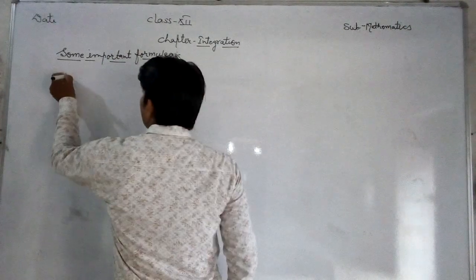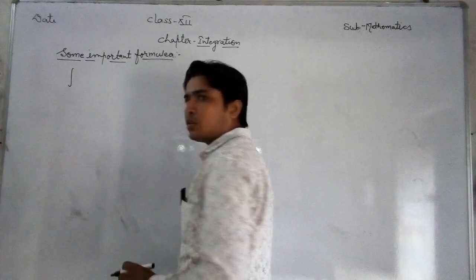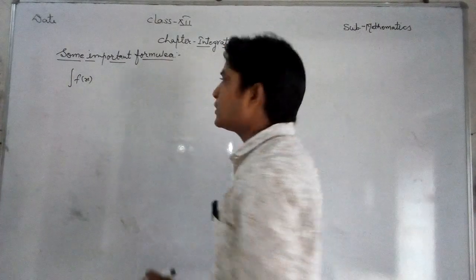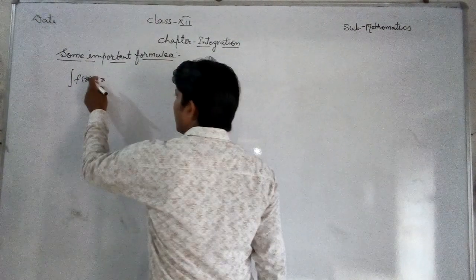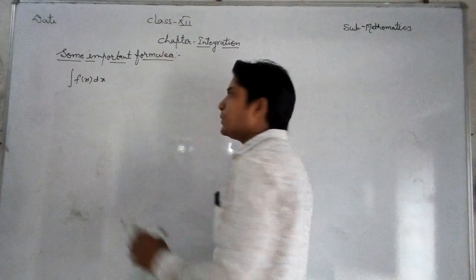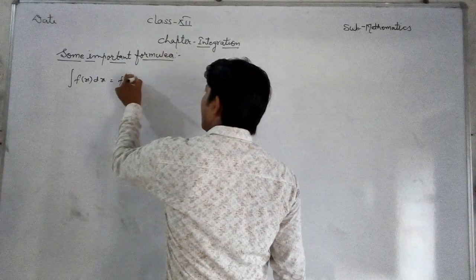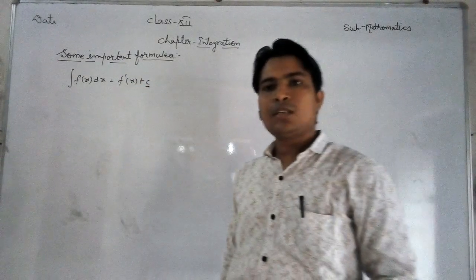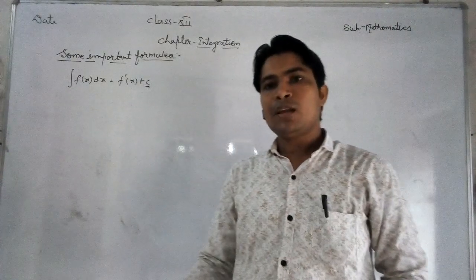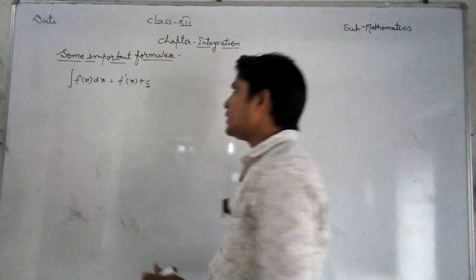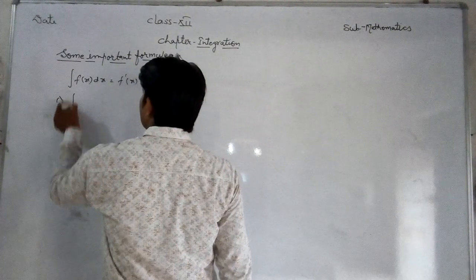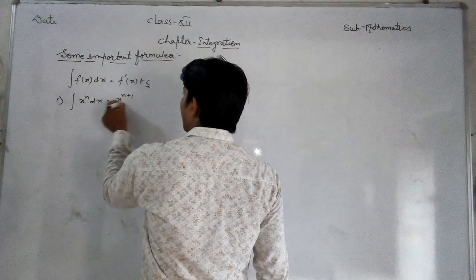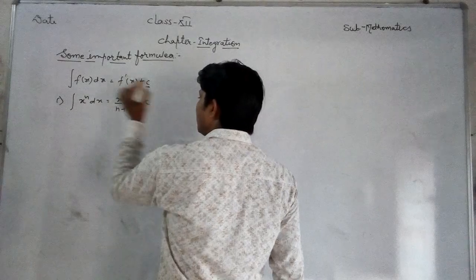First of all, the basic formula: this is the symbol of integration, this is the function f(x), and dx is the operator. If we integrate f'(x), we also get plus c. What is c? C is a constant value that remains due to the integration. Now our first formula: the integral of x to the power n dx is x to the power n plus 1 divided by n plus 1, plus c.